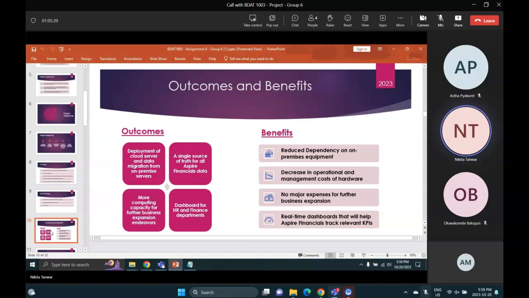And here are some of the benefits: number one is reduced dependency on on-premises equipment, decrease in operational and management costs of hardware, no major expenses for further business expansion, and the real-time dashboards that will help Aspire Financials track relevant KPIs.